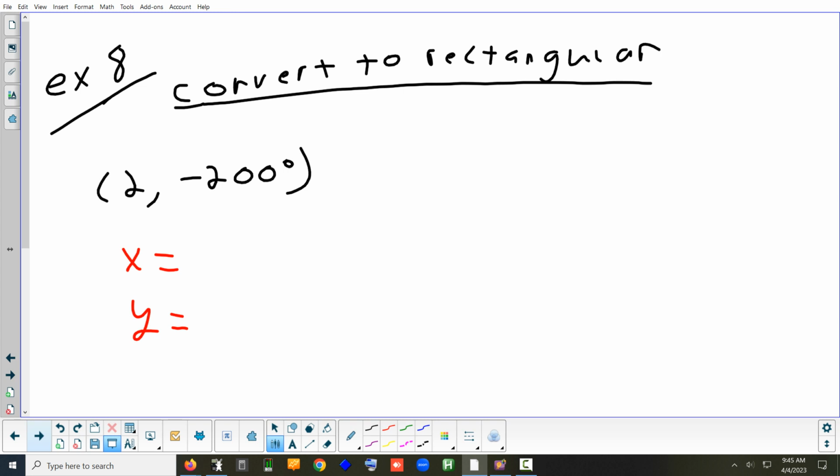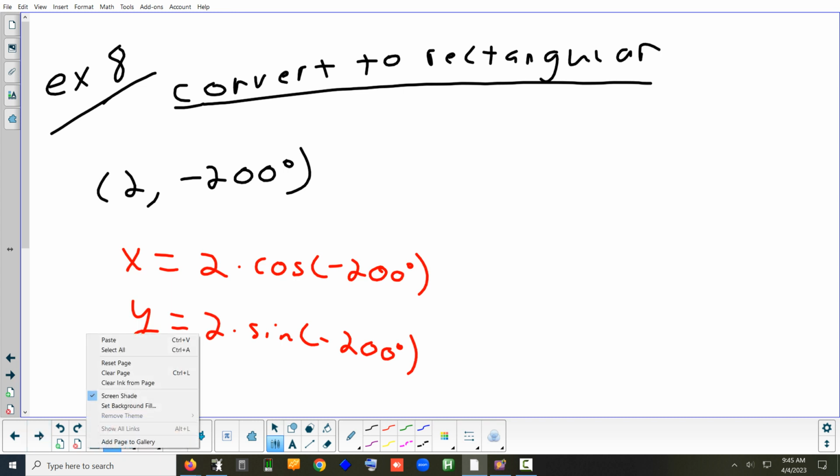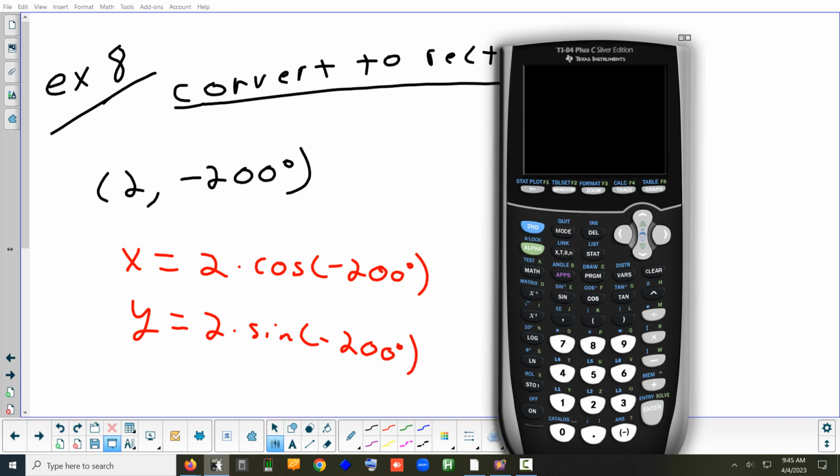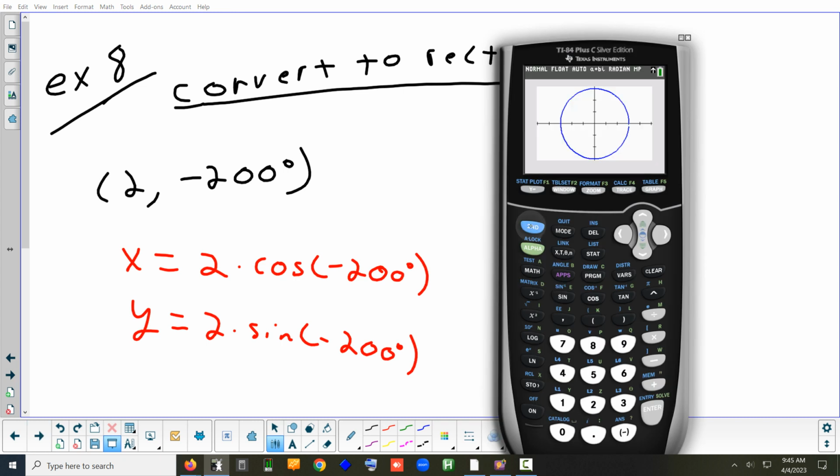What's going to be my formula for x? Filling in my r value and my theta value. For x, it would be 2 times cosine of negative 200. Yep. And then for y, it would be 2 times the sine of negative 200. And what these two numbers are really representing is you are finding the base of a triangle and the height of a triangle. And the base and the height represent the x and the y. And we just round these off.